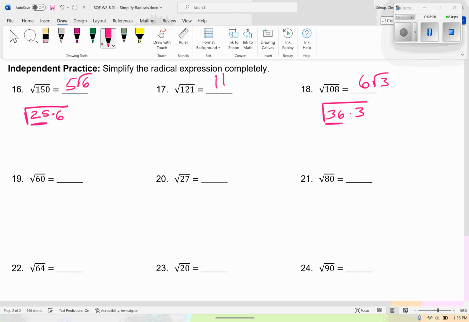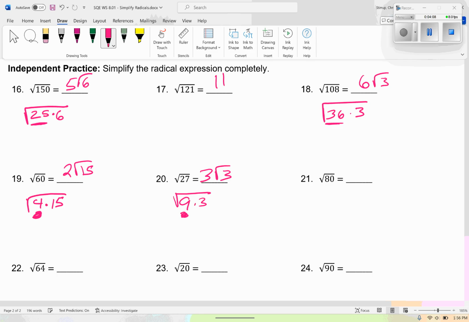We have 60. So where does 60 fall with those numbers? 4 and 15? Cool. So root 4 times 15. They're both under the square root still. Square root of 4 is 2, so I get 2 square root 15. 15 breaks down to smaller numbers, yes, 3 and 5, but none of them are perfect squares. Then what about 27? What's the largest perfect square in 27? So I got 9 and 3. Square root of 9 is 3, so I get 3 square root 3.